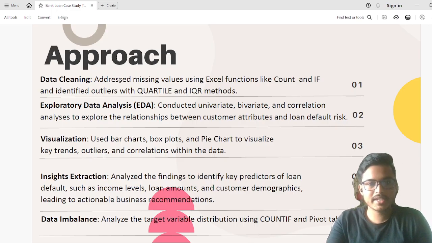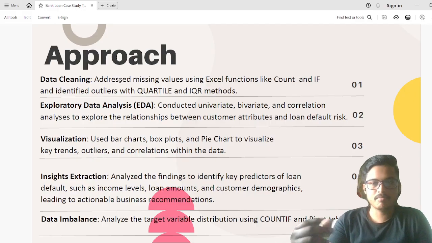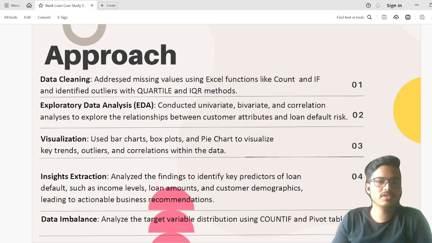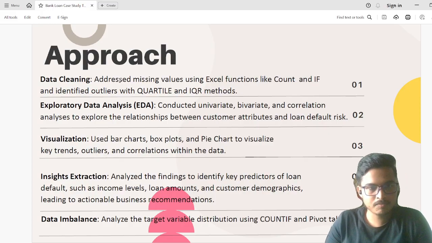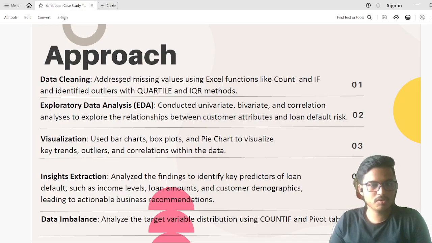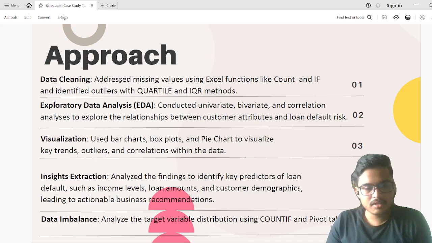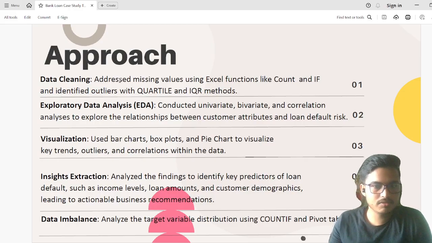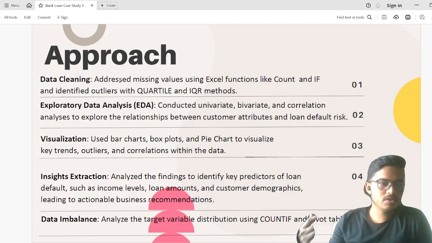Then we did the EDA, exploratory data analysis, conducting univariate, bivariate, and correlation analysis to explore the relationship between customer attributes and loan default risk, which helps find loan defaulters and the payment behavior of the customer. The third is using visualizations like bar charts, box plots, and pie charts to visualize key trends, outliers, and correlations within the data. This part is very important because visualization makes the storytelling better and more impactful for viewers, and it also shows the outliers and the correlations within the different numerical data sets.